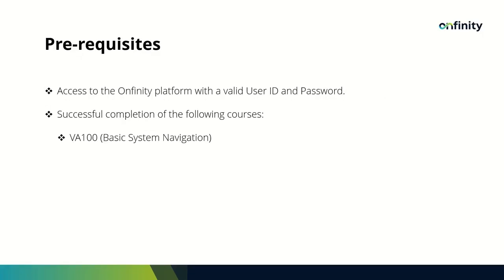And the next one is prerequisite. There are some prerequisites that need to be taken care of before going through this training session. You must have a valid user ID and password on the Onfinity platform. Successful completion of the course VA 100, which is basic system navigation.